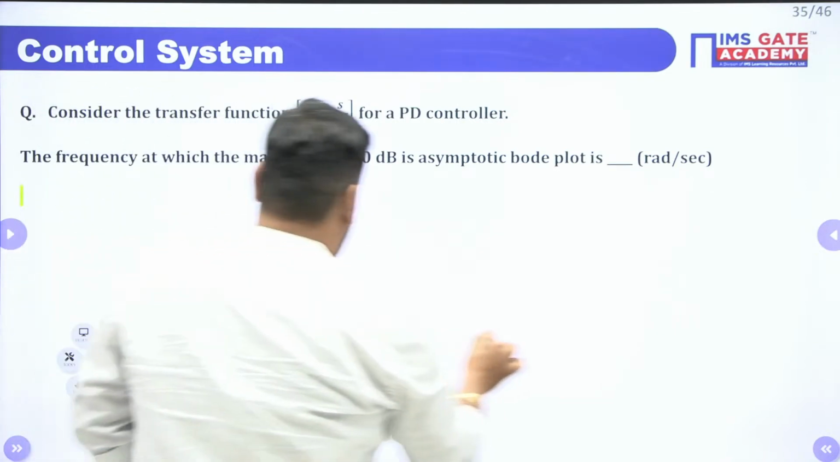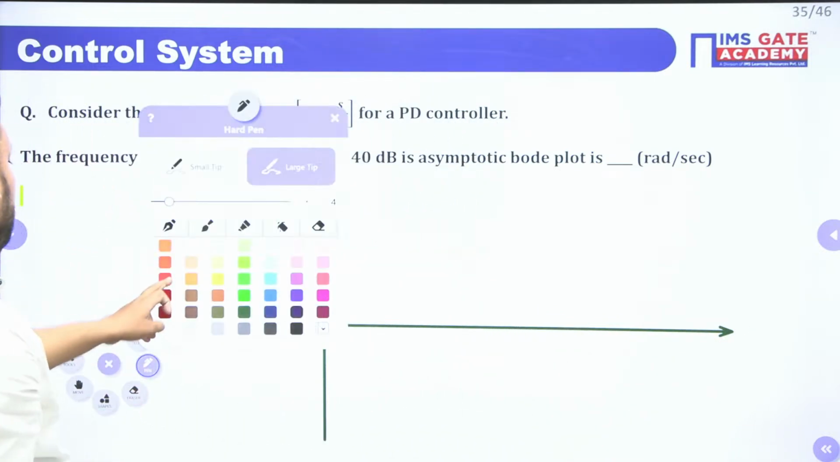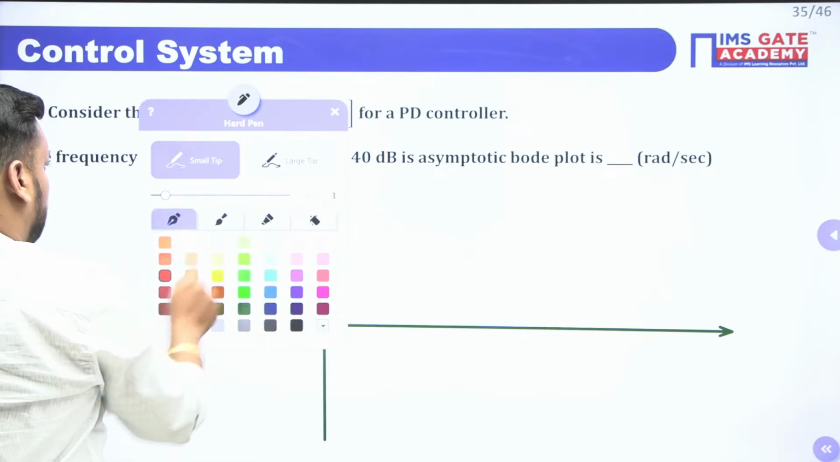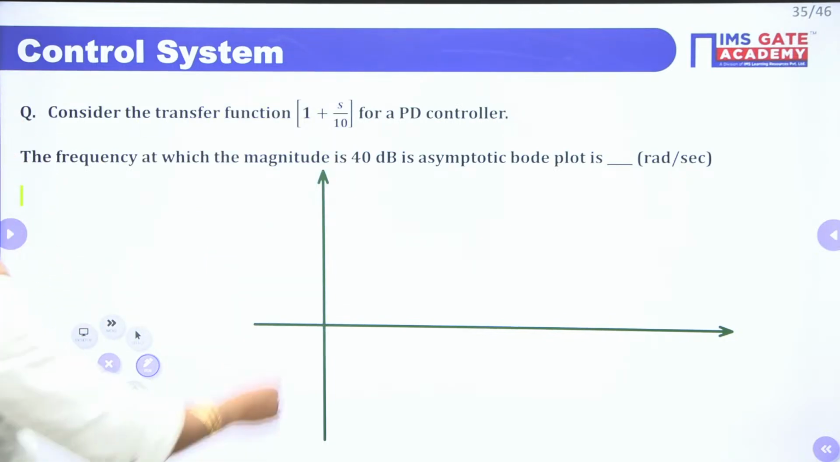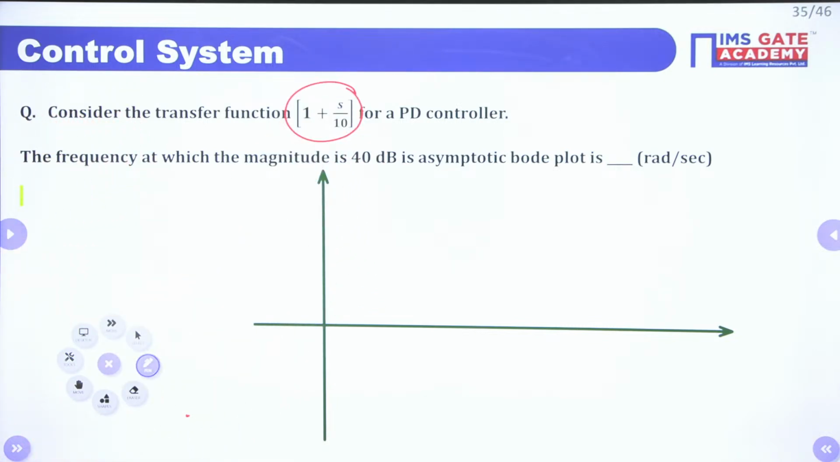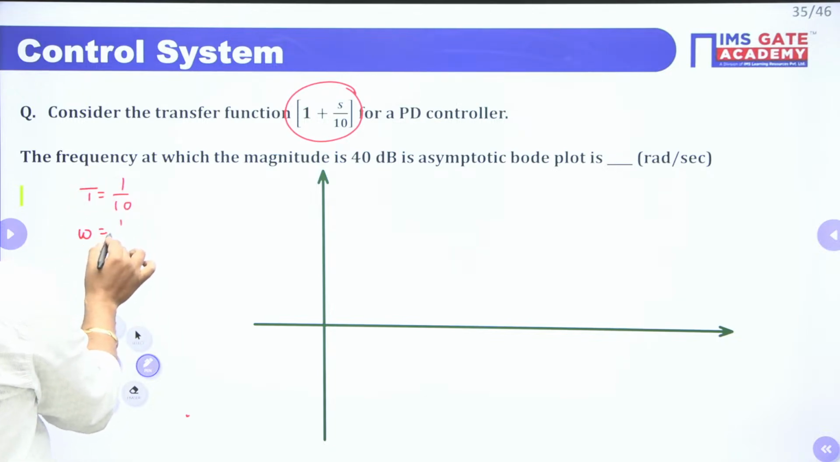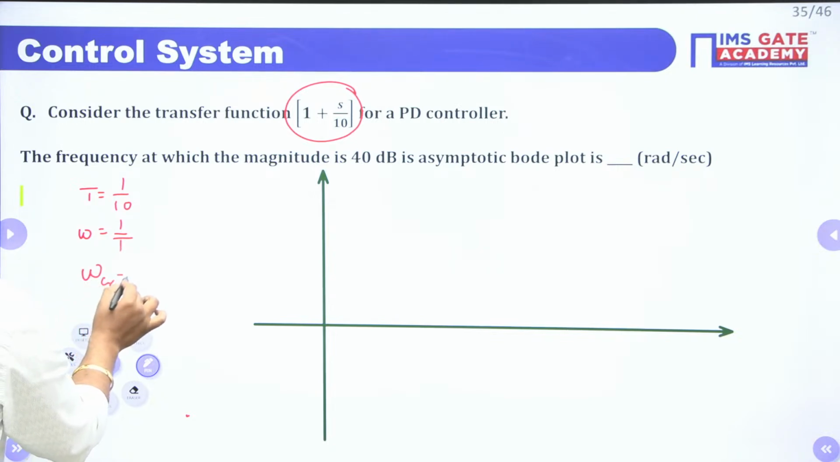Examiner is asking for, guys, PD controller 1 plus S by 10. Matlab corner frequency of this transfer function is 0.1. Corner frequency of this transfer function is what, guys? This is 1 plus TS. So T value is nothing but 1 by 10. Corner frequency is omega equal to 1 by T.